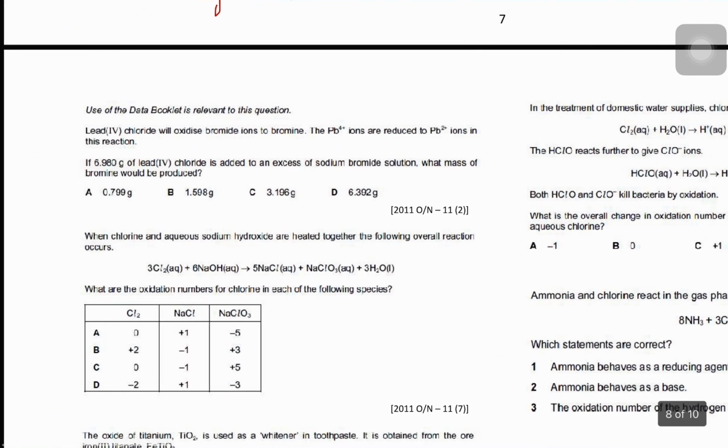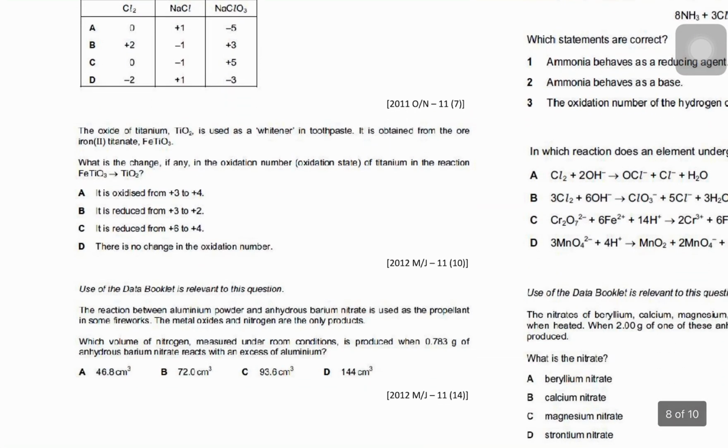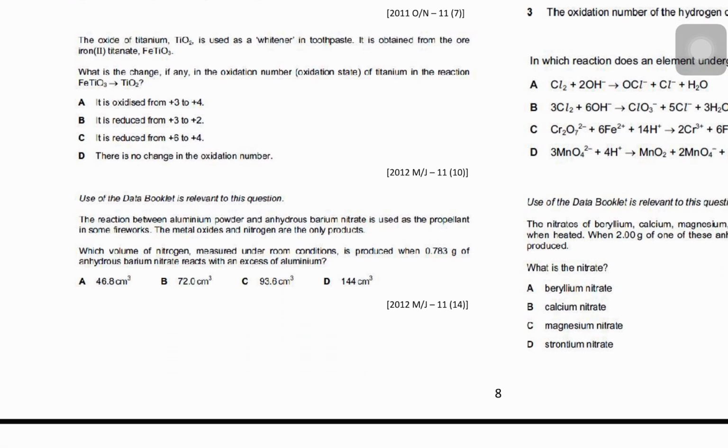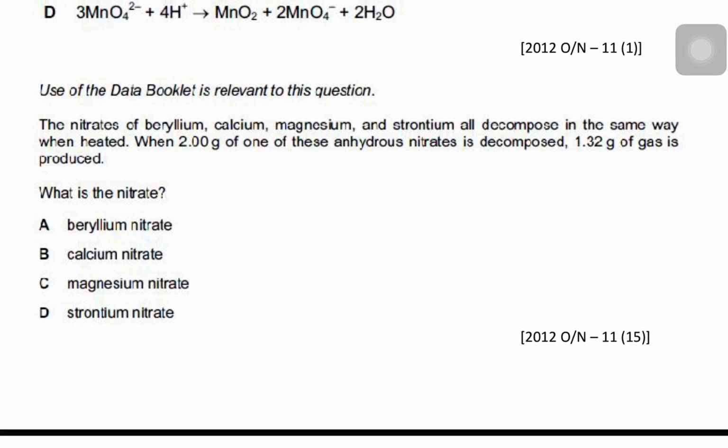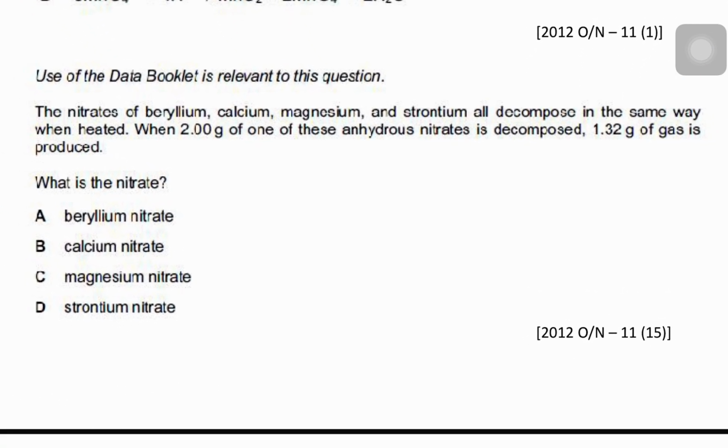Let's go for some other question. Yeah, this question makes sense. The nitrates of beryllium, calcium, magnesium, strontium all decompose in the same way. When 2 gram of one of these anhydrous nitrates is heated, 1.32 gram of gas is produced. What is the nitrate? Now that is a very tricky question.